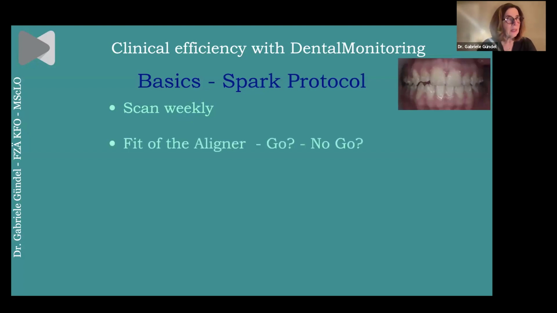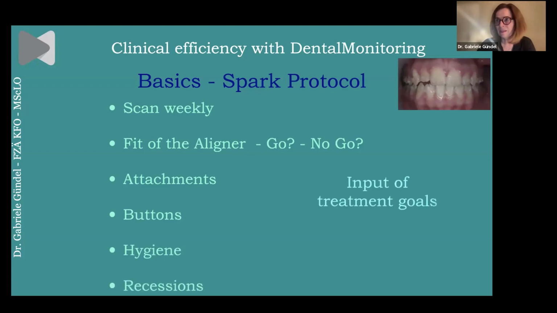My scans are weekly. So the AI is controlling the fit of the aligner. The patient gets a go or no go. The AI is controlling attachments, if they are fitting well. The AI is controlling the buttons, hygiene, and also recessions. Recessions is the most important topic for me to consider, because I would really like to know if there is a recession coming up, especially in aligner therapy.